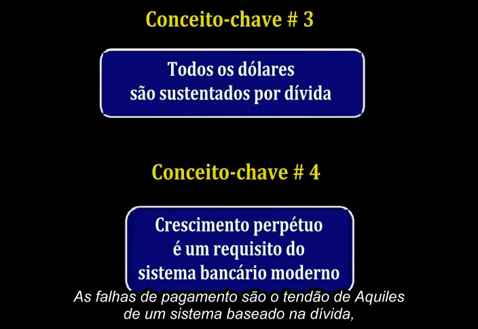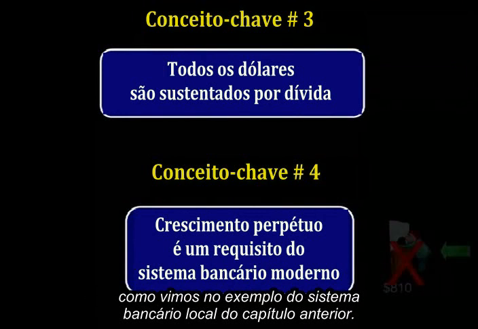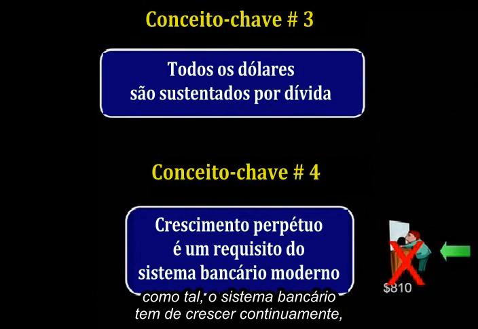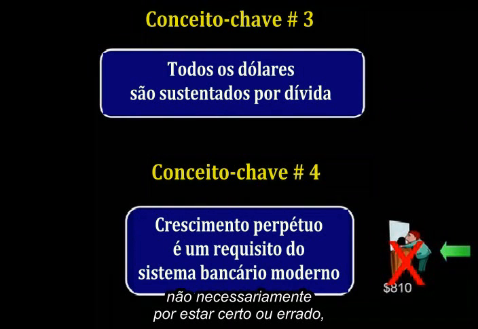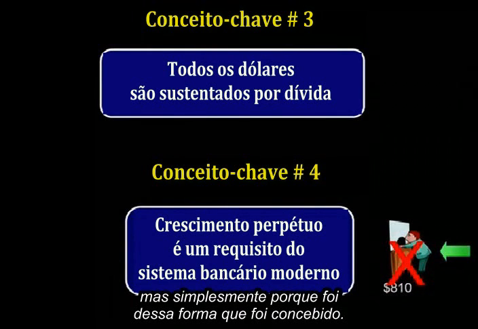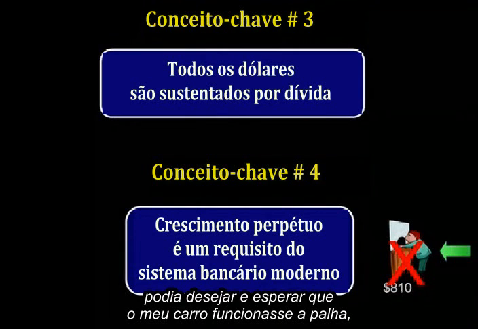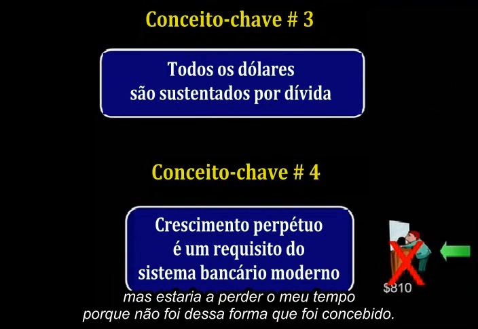Defaults are the Achilles heel of a debt-based money system, which we saw in our local banking example in the previous chapter. Because of this, all the institutional and political forces in our society are geared towards avoiding this outcome. So the banking system must continually expand, not necessarily because it's the right or wrong thing to do, but rather simply because that is how it was designed. It's a feature of the system, just like using gasoline is a feature of my car's engine. I might wish and hope that my car would run on straw, but I'd be wasting my time because that's just not how it was designed.